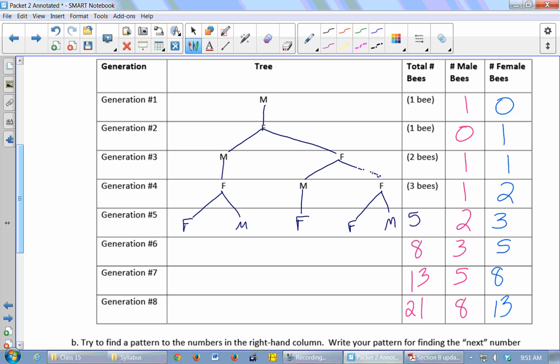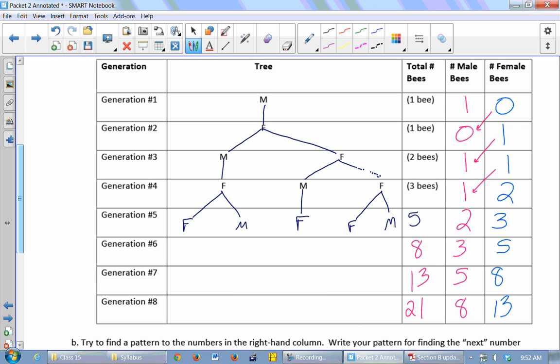Right, and that kind of makes sense scientifically, right? Because it was the female. Oh, no, never mind. I was thinking about it wrong. So in any generation, however many female bees you have, the next generation, that's how many males you're going to have. It's a good pattern, yeah.